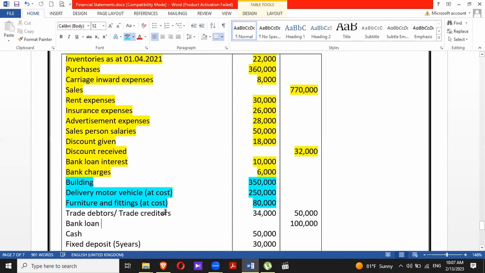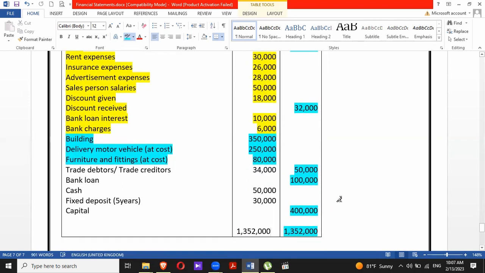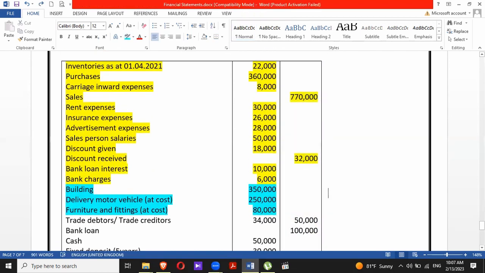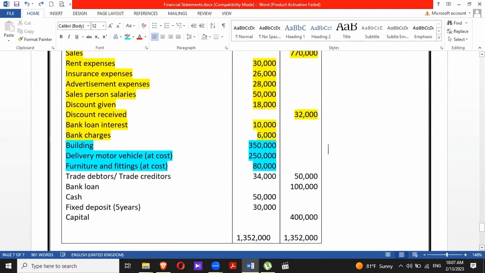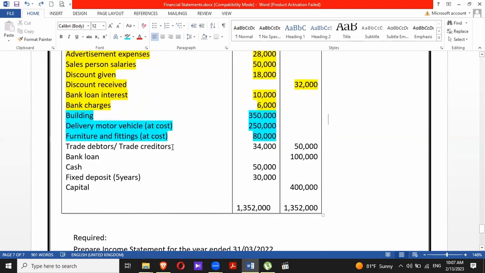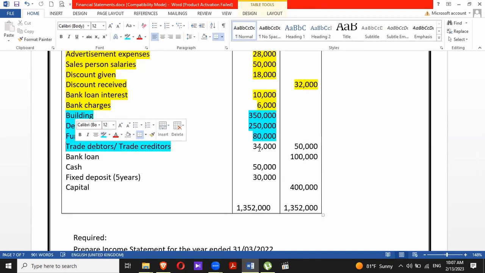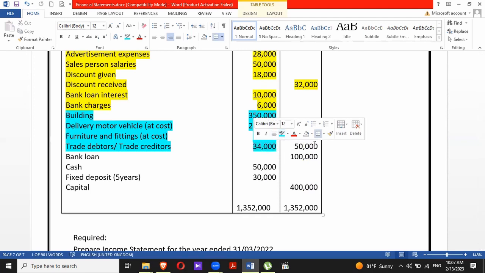Creditors is a liability account. Normally liability accounts have credit balances. So here 50,000 is related to liability, right? That means trade creditors. So both debtors and creditors, asset and liability, come under the statement of financial position, right? These things also come under the statement of financial position.